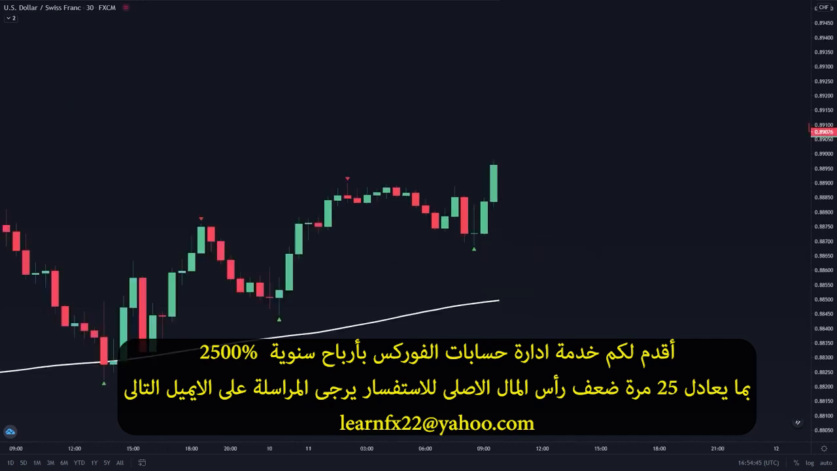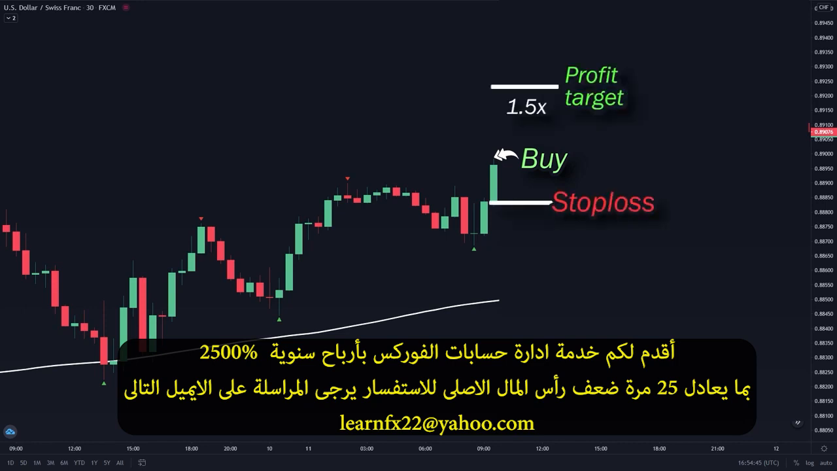Now, let's discuss our exit strategy. So, let's say you took a buy position here. For your stop loss, you place it below your entry candle, and for your profit target, you set it at 1.5 times your stop loss.